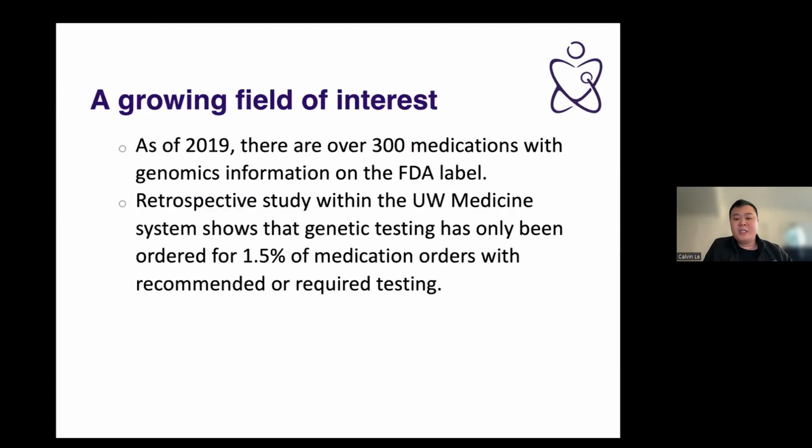So pharmacogenomics, a growing field of interest. Starting around 2019, about 300 meds have an FDA label that recommends some form of genetic testing either prior to starting the med or as guidance for dose adjustments. Utah Medicine actually did a retrospective study in the early 2010s that showed that only about 1.5% of med orders with either recommended or required testing actually had that testing ordered in the chart.